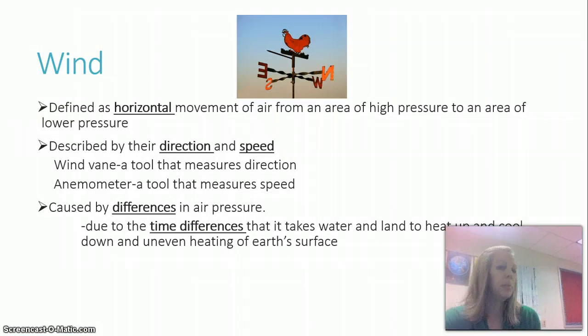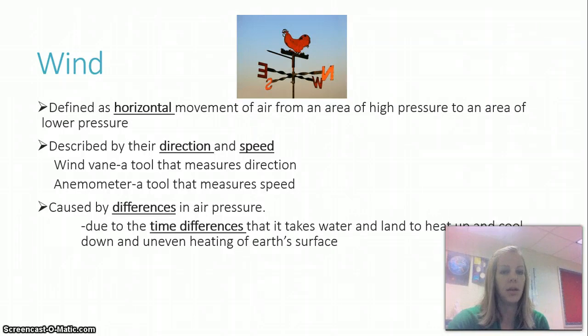Okay, so we have been building up to this topic. We need to understand what wind is. So wind is the horizontal movement of air from an area of high pressure to an area of lower pressure.